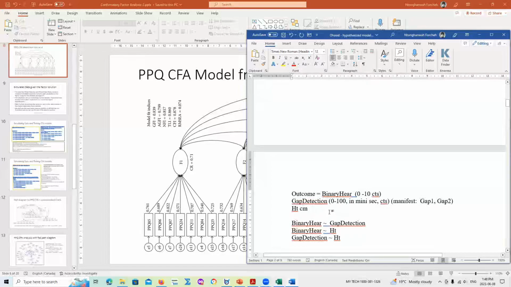I don't know the weightings yet, so I want the model to tell me the best weightings for them. So I will now come here and say, okay, I want my gap detection to be my latent variable, which is a function of gap one and gap two, manifested by gap one and gap two.